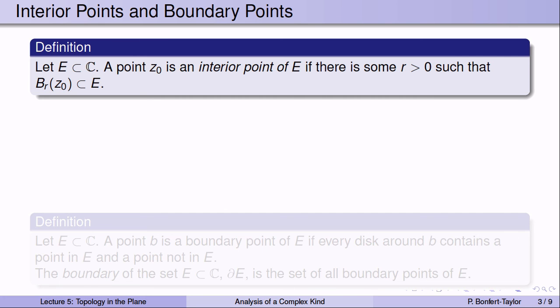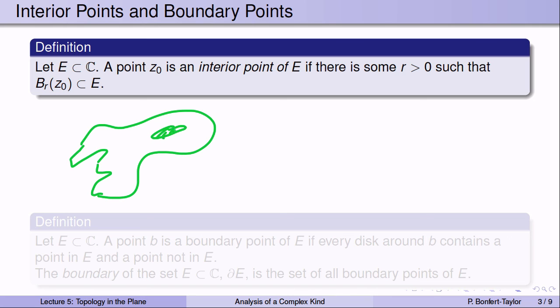We need some more definitions. Suppose we're given a set E, so some set. Maybe it looks like this, maybe it has a hole, who knows. We say an interior point of E is a point like this, point z0, such that there exists some r, such that the disk of radius r centered at z0 is entirely contained in E. So I can draw a little disk around this point, and it still fits entirely into the set E.